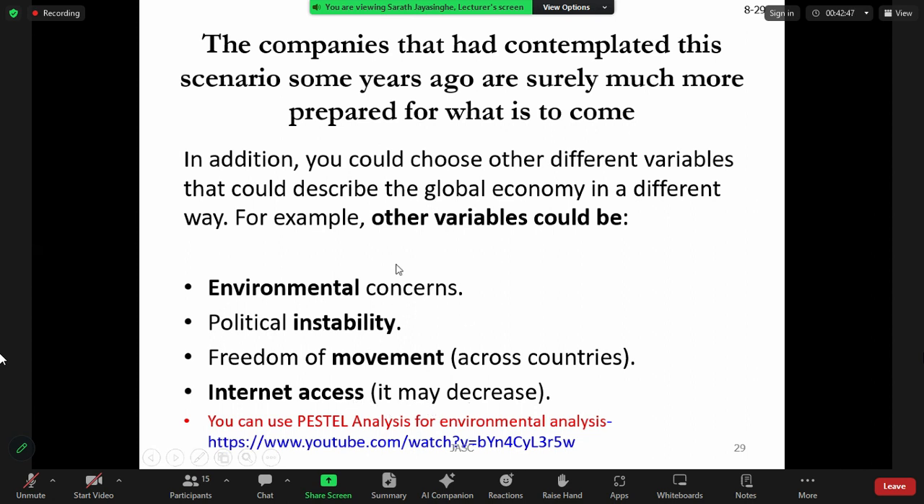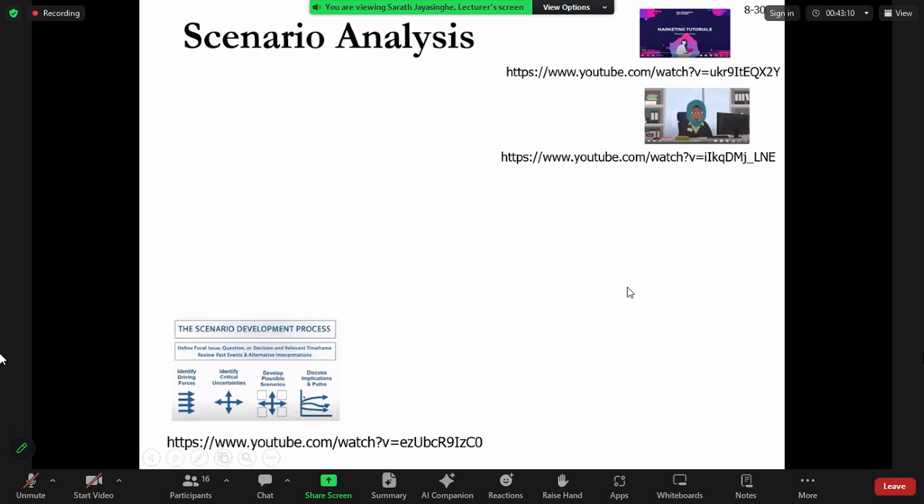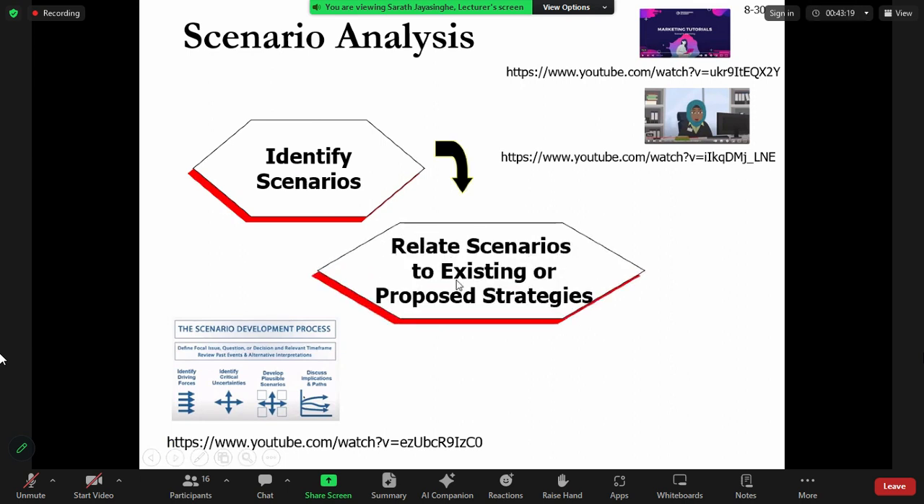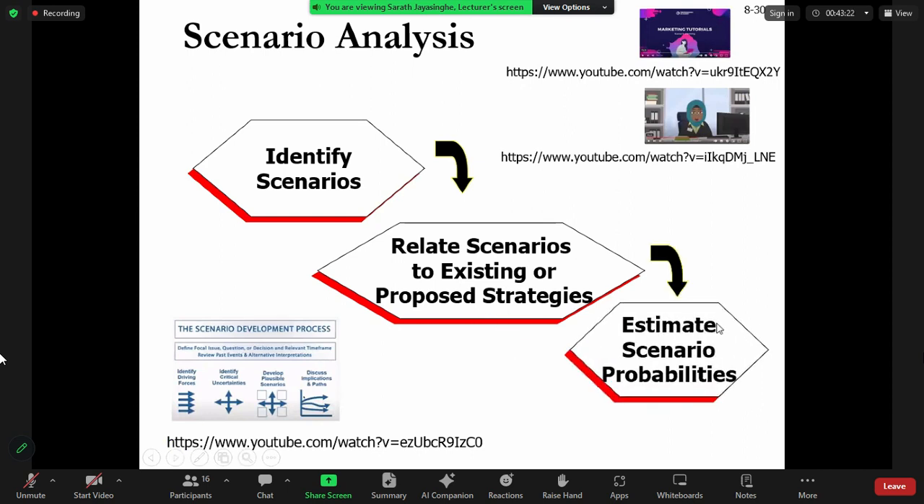To understand this environmental analysis, you can use PESTLE analysis, and there are videos. I don't want to show these things. I think you have already done PESTLE analysis and environmental analysis in strategic management. Therefore, I'm not wasting time, otherwise I have a lot of videos. Then I'll move on to the scenario analysis. Scenario analysis, we know we discussed earlier: identify scenarios, then relate scenarios to existing or proposed strategies, and then estimate scenario probability. Then to understand what the scenario is, and which scenario is better.